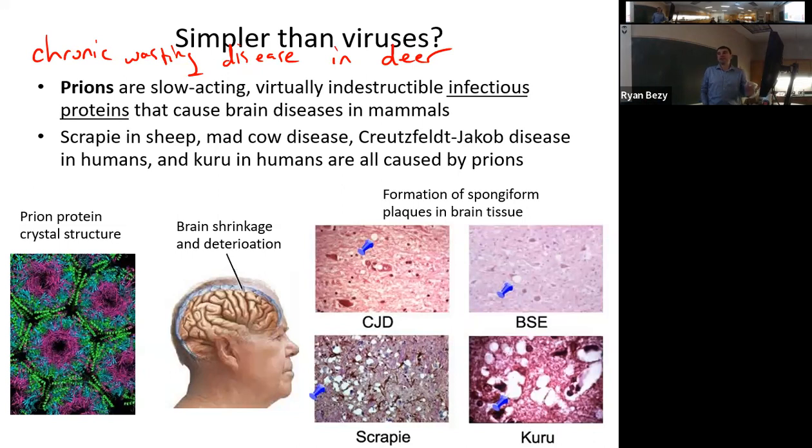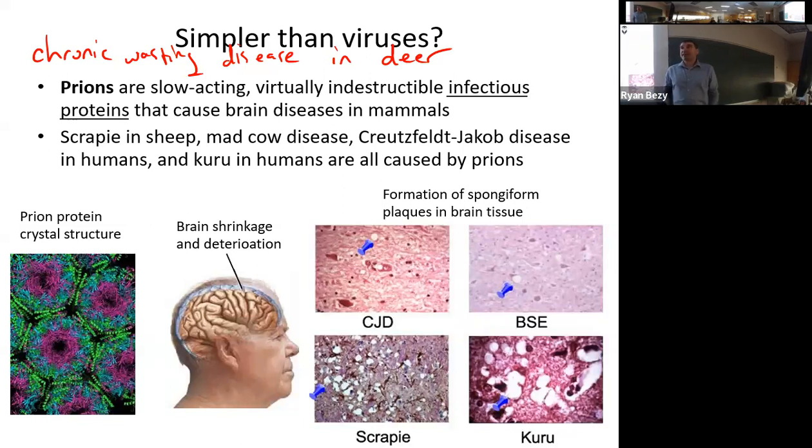But if you ever see a deer that's acting funny, like walking around in circles, or has these shakes, it probably actually has chronic wasting disease.